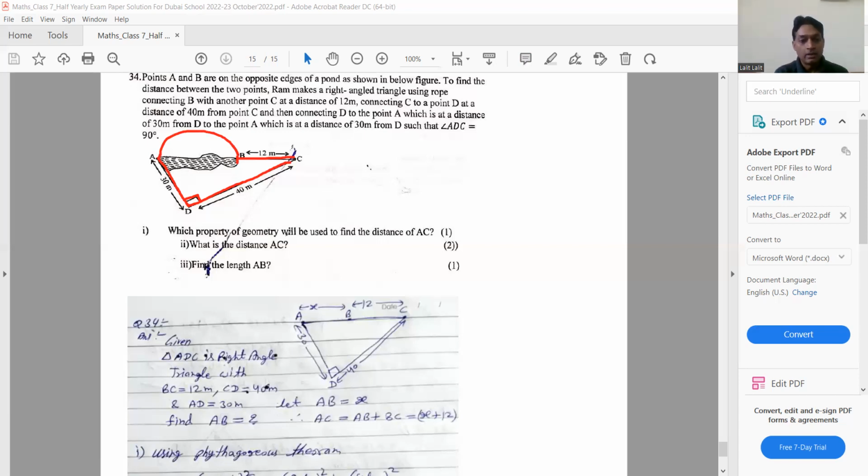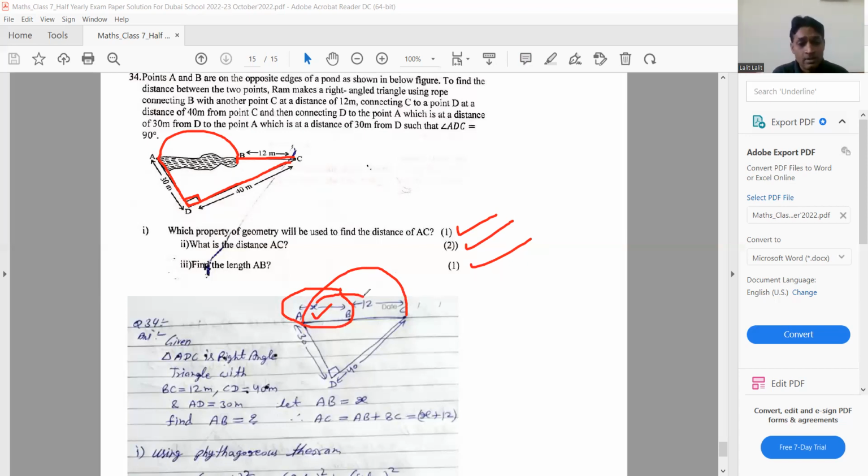We need to find this value. We have assumed that A to B is x. Now you need to answer three questions here. Which property of geometry will be used to find the distance of AC? What is the distance of AC? And find the length of AB. The total length of A to C is the sum of x plus 12.